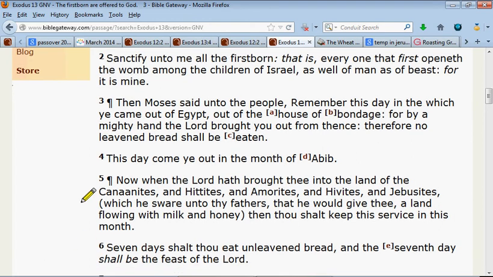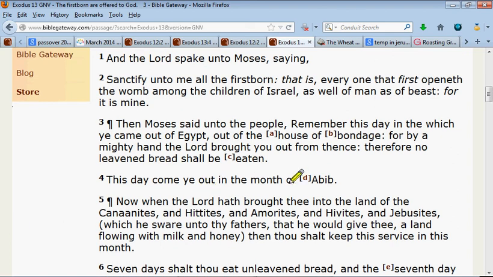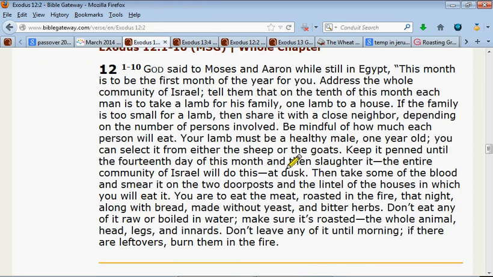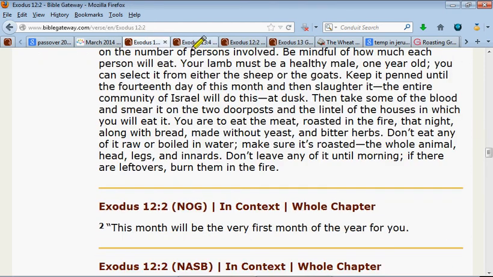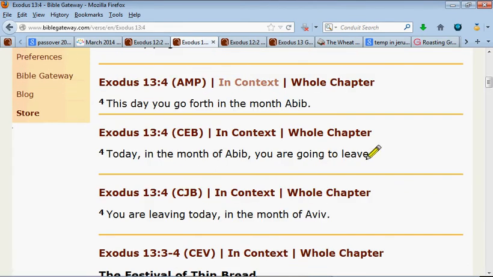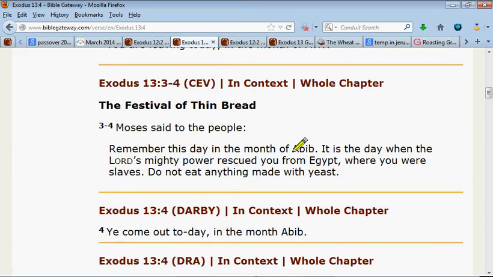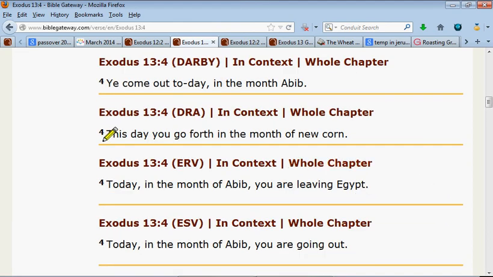And then they talk about 7 days later, the feast. Okay, so we're talking about the month of Abib. Well, we've got to go one more time to 12:2. Okay, this is the month of Abib, and then they call it Aviv, which I can't find in the Greek. And month of Abib, the month of new corn. It's not maize like our corn here in the United States. It's new corn. We'll look up those words.